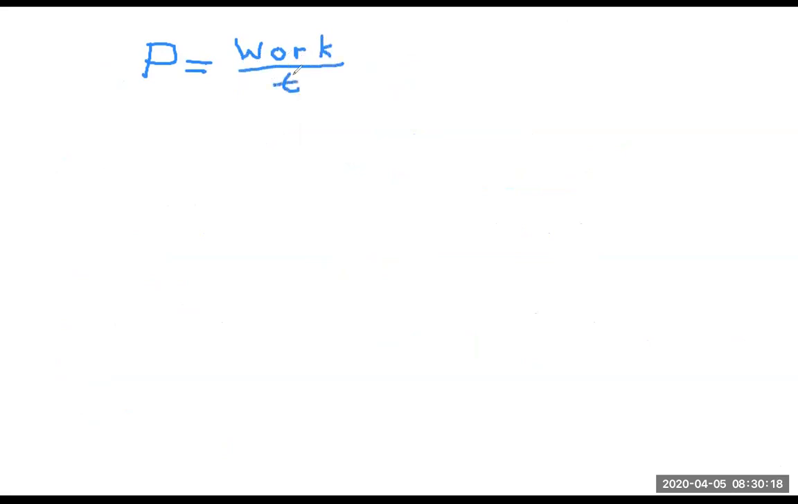And work is measured in joules, or work is measured in foot-pounds, depending on the system you're in. And how did we calculate work? You're applying a force, and something is moving through a distance. So we have F for force, and D for distance.